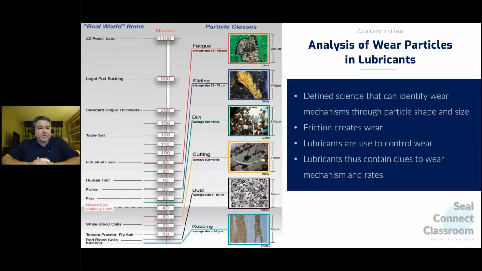So they're all different sizes. I like this chart, something again as a reference. There's tons of these that you can dive into. There's actual ASTM and ISO standards for classifying these and understanding the causes. But it all comes down to particle size, which you can see in the middle in microns, all the way from 1100 microns down to 10. And where these particles typically show up, whether they're rubbing, cutting, dirt, sliding wear, fatigue, and we're going to dive into that a little bit more in the next slides.